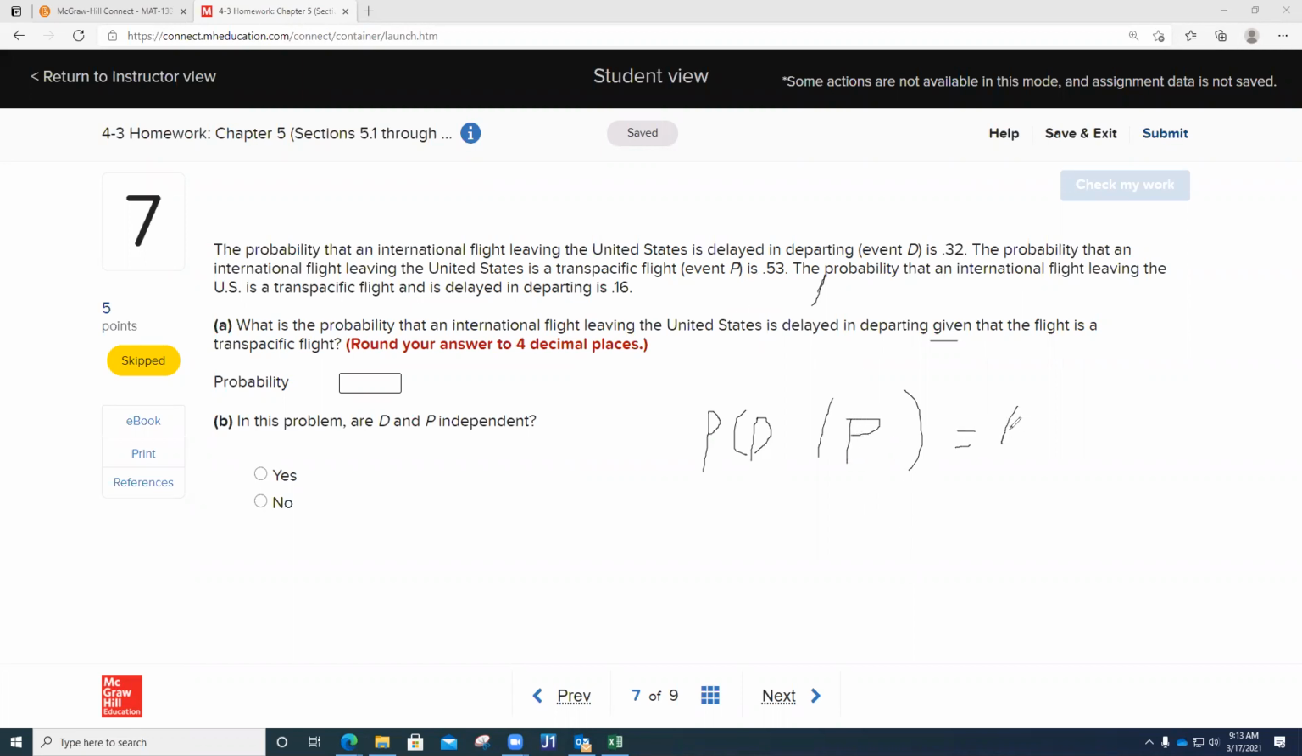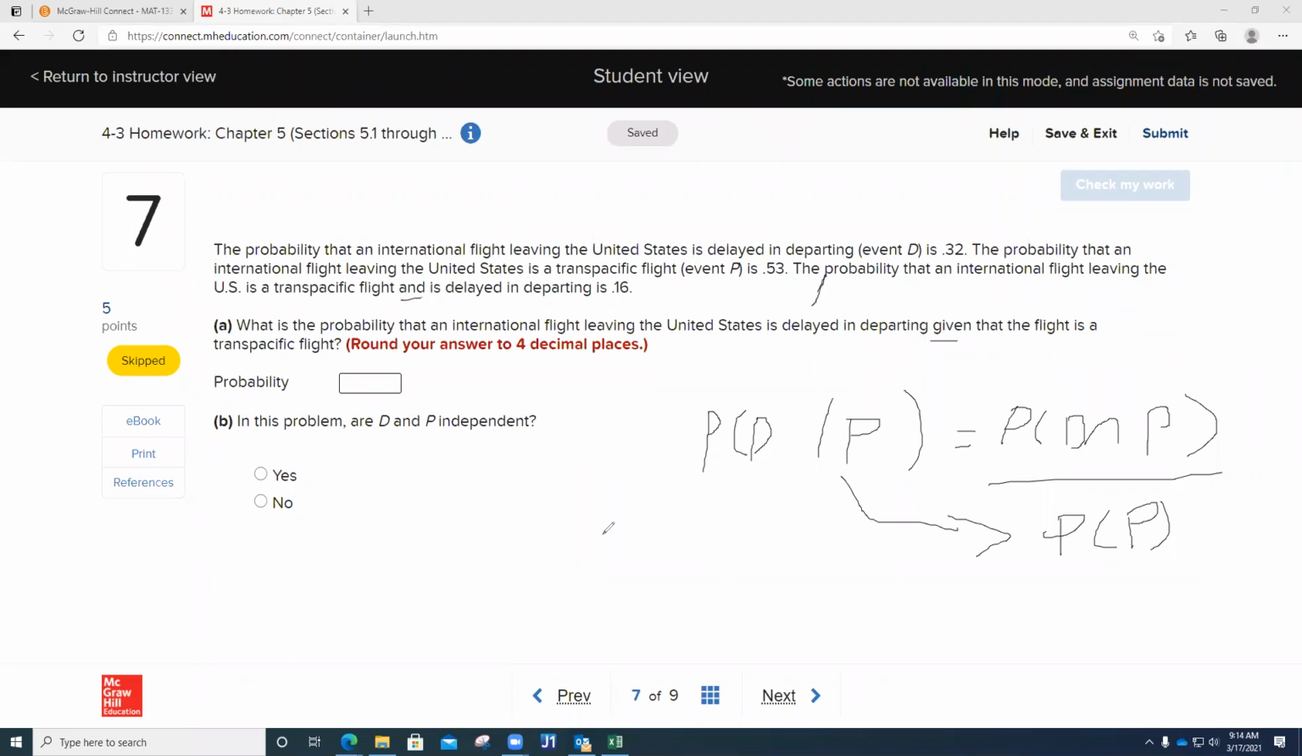Well, this equals the probability of D and P all over the probability of P, right? And how I'd like to remember this is whatever is given always goes in the denominator. So if it had been the other way, P given D, then I would have put D in the bottom. So now we just use our numbers.